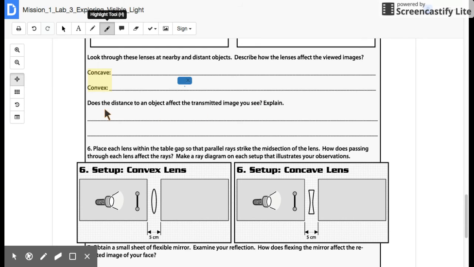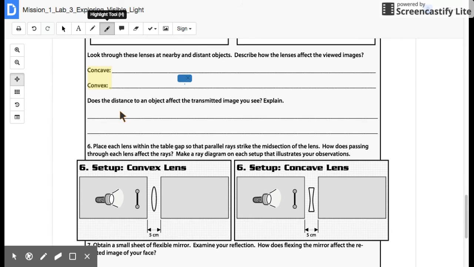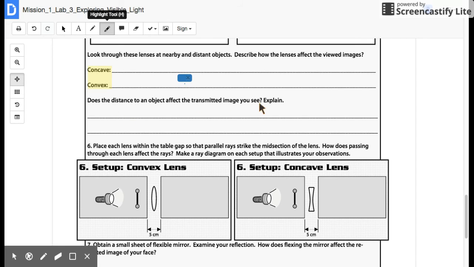Once again, is it clear? Is it fuzzy? Is it bigger? Is it smaller? Is it upside down? Is it right side up? And go ahead and explain, using those words when you're explaining what you see.